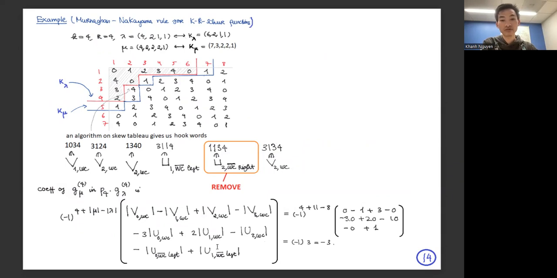We already know before. We obtain the result here, the coefficient of J_4 in the product P_4 times J_lambda^(k-3).